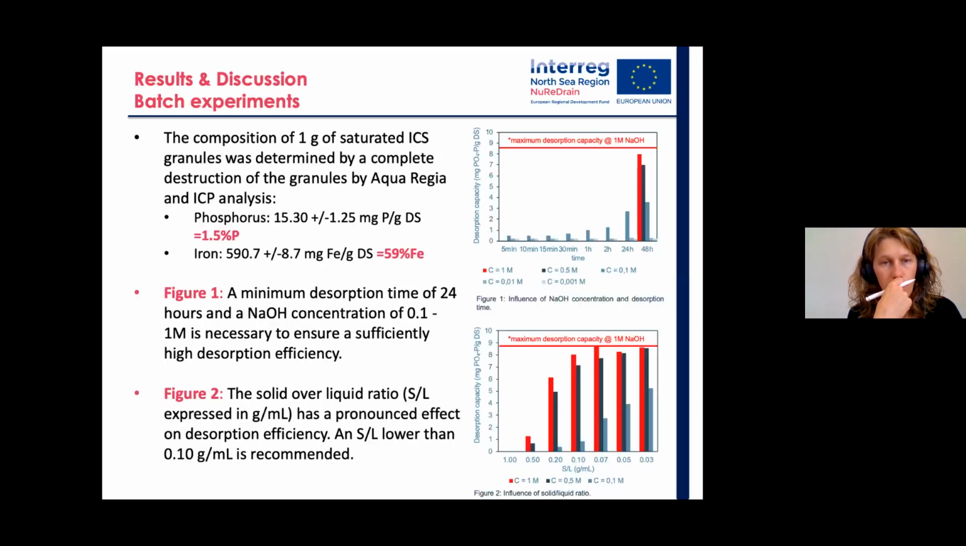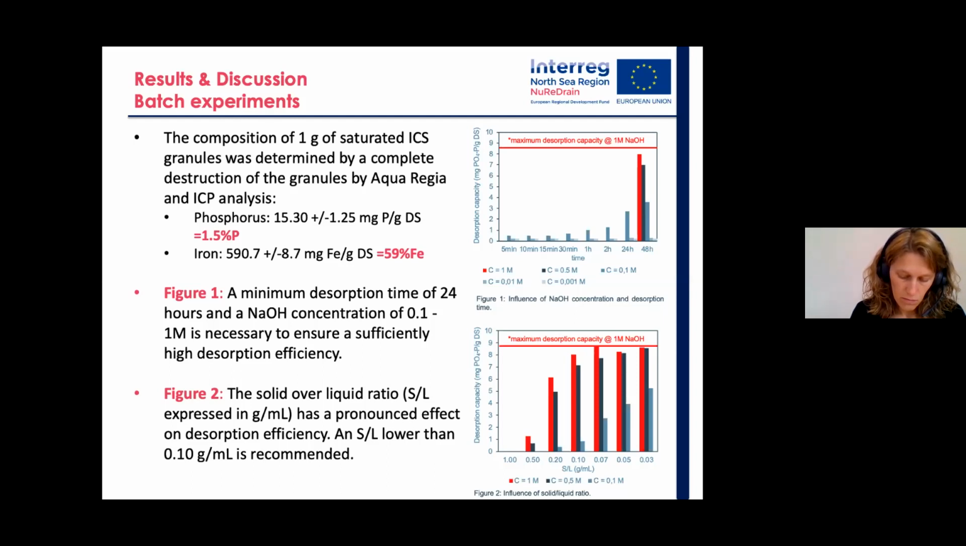So now the results. I will start with the results of the batch experiments first, and that I explained already in the answer to the question from the first presentation of Els. We analyzed 1 gram of saturated ICS, and we could see that 1.5% of the mass of the ICS was phosphorus. And the most part of the granule contains, of course, iron. It's about 60% of the granule.